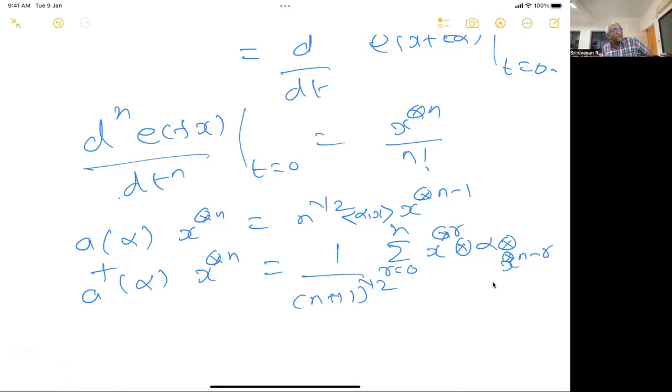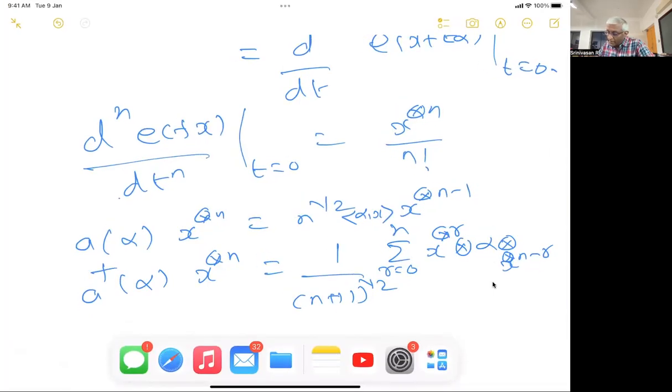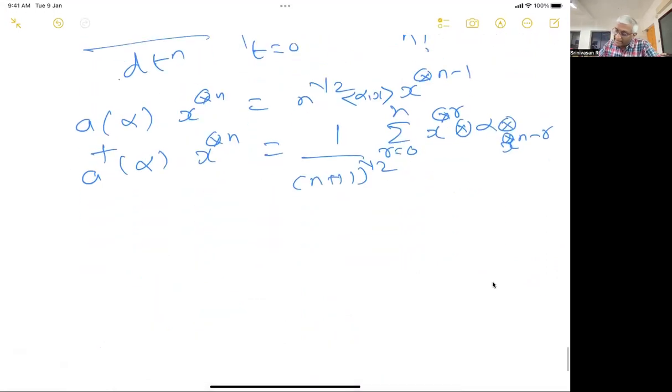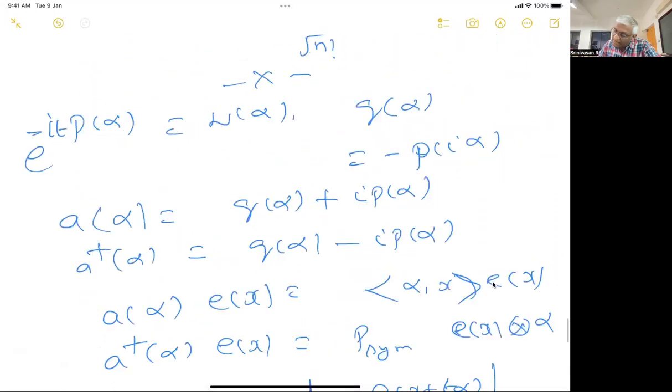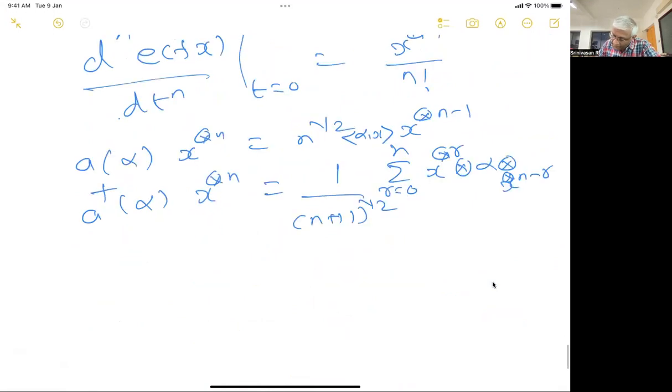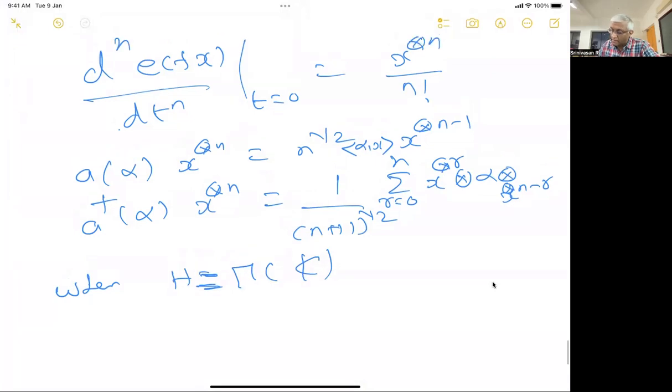Yeah, no problem. So the whole thing turns out that in this case, when gamma equal to C, H is equal to gamma of C.